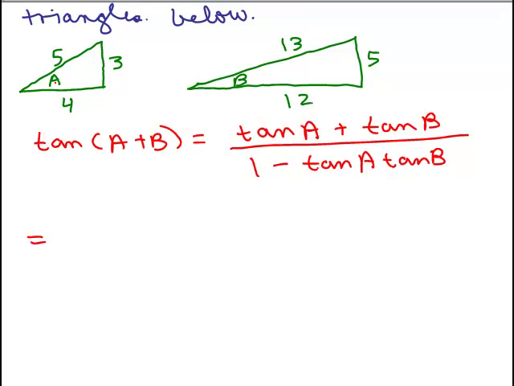So what's the tangent of A? I look at A over here, the tangent is 3/4. So I'm going to write 3/4. Plus, and then I look over here, what's the tangent of B? Well, that would be 5/12. And the denominator is 1 minus, and then you multiply those two together, 3/4 times 5/12.